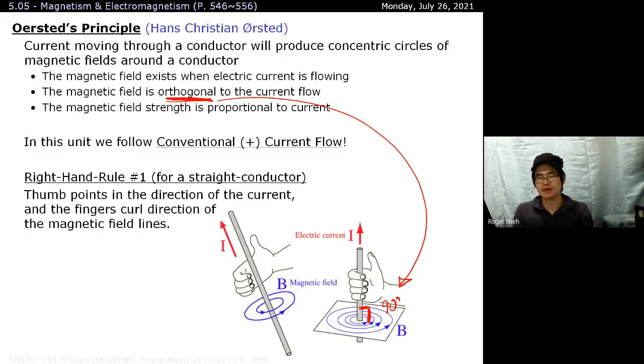The B fields will never be parallel to the conductor. It's a common mistake a lot of students make. It'll always be 90 degrees to it, or orthogonal to it, circling kind of like an orbit all the way around it.